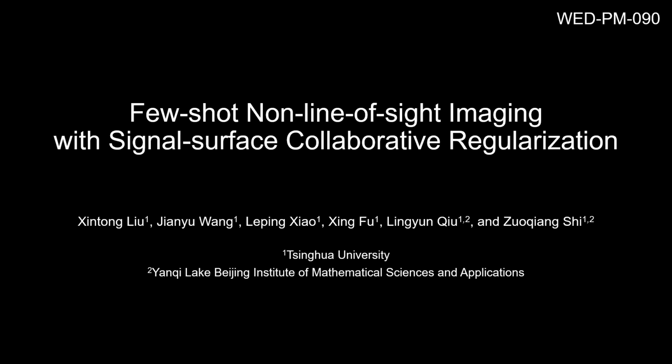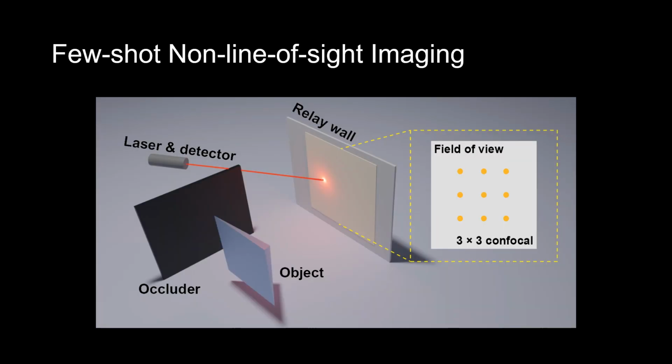Few-shot non-line-of-sight imaging with signal surface collaborative regularization. Non-line-of-sight imaging aims to reconstruct objects out of the direct line of sight. Traditional imaging algorithms use dense measurements on the relay surface. For quick data acquisition, we reconstruct the hidden object with very few measurements, or imaging in few-shot scenarios.